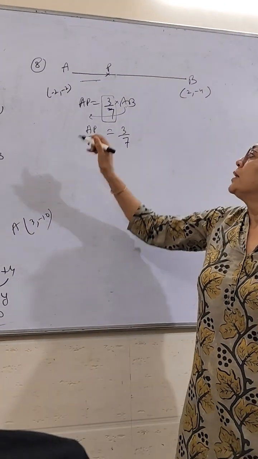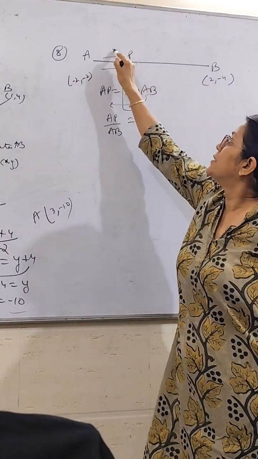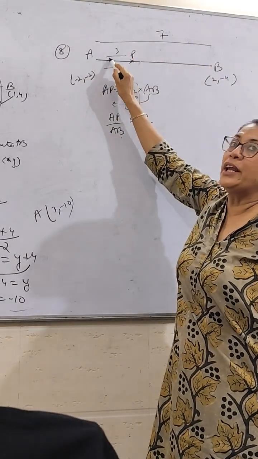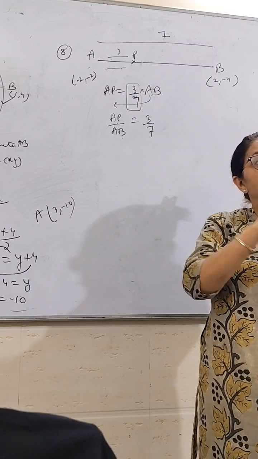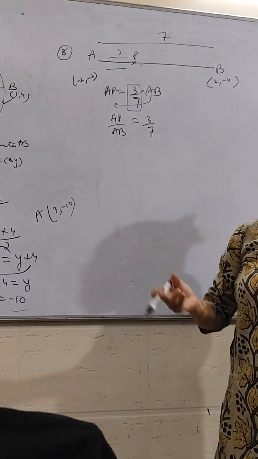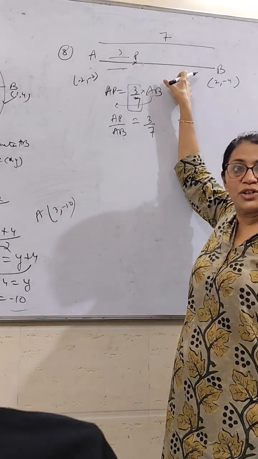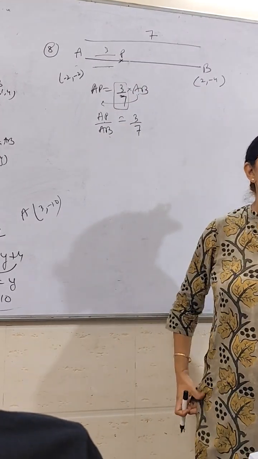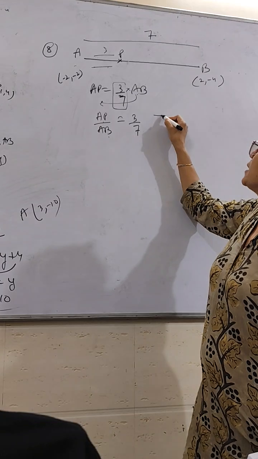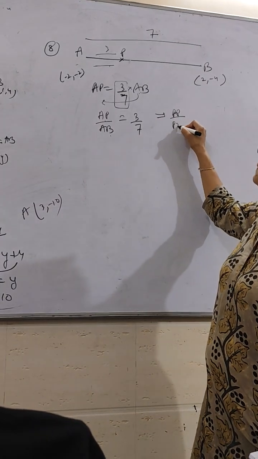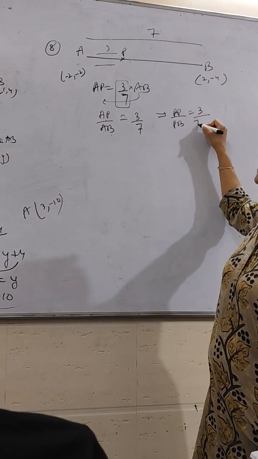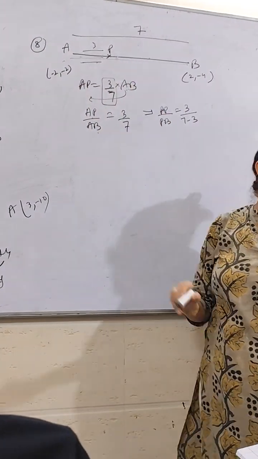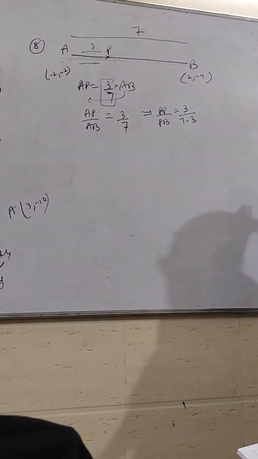That means AP has 3 parts and AB has 7 parts. But do you need AP and AB, or do you need AP and PB? You need this ratio over this ratio, so that is AP over PB. They are giving you 3 parts of AP and 7 parts of AB. This implies AP over PB would be 3 over 7 minus 3, because this whole is 7 and these are 3 parts. So the remaining part would be 7 minus 3. Am I clear?